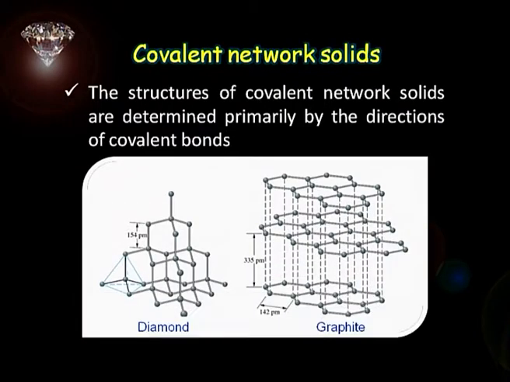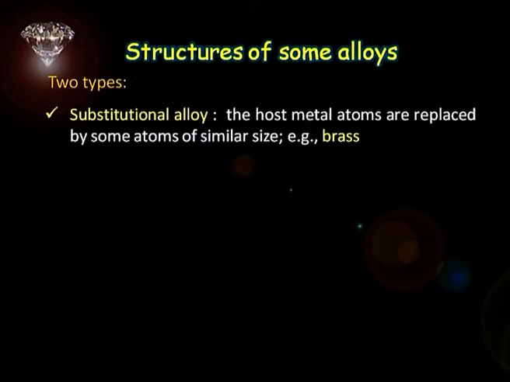So, in this case, that is the kind of structures we have for diamond and graphite. Then we can take up the structures of some alloys, and in case of alloys we find there are 2 types. One is called a substitutional alloy. In this case you have a metal, and there are different metal atoms which are nicely packed together, and some of these atoms of the host metal are lost and replaced by atoms of a different material but of similar size.